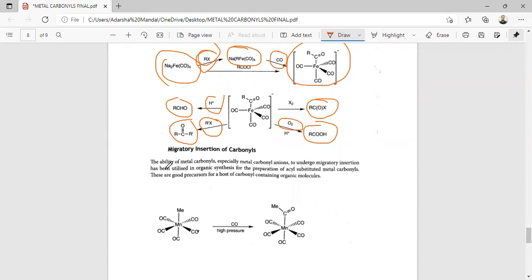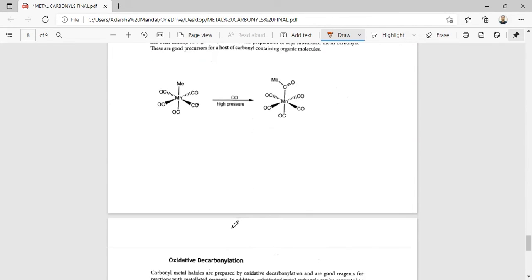So the ability of the metal carbonyl, especially the metal carbonyl anions, to undergo migratory insertion has been utilized in organic synthesis for preparation of acyl substituted metal carbonyl. This is a good precursor for a host of carbonyl containing organic molecules.